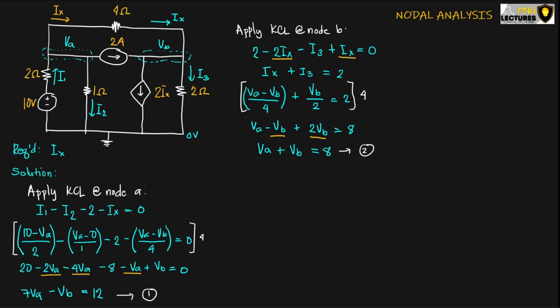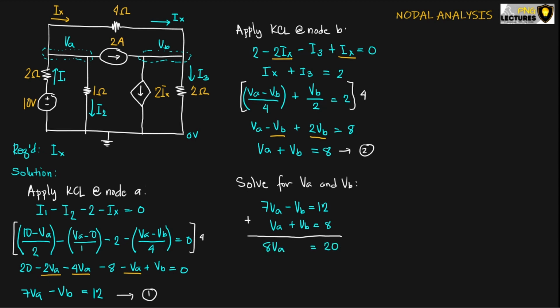Now that we have two equations, we can solve for VA and VB by using the method of elimination and substitution. We simply add the two equations to eliminate VB. So we have 8VA equals 20, VA equals 20 over 8, and VA equals 2.5 volts. Now that we know VA, we can substitute that back to equation number 2 to solve for VB. VB is equal to 8 minus 2.5 or 5.5 volts.